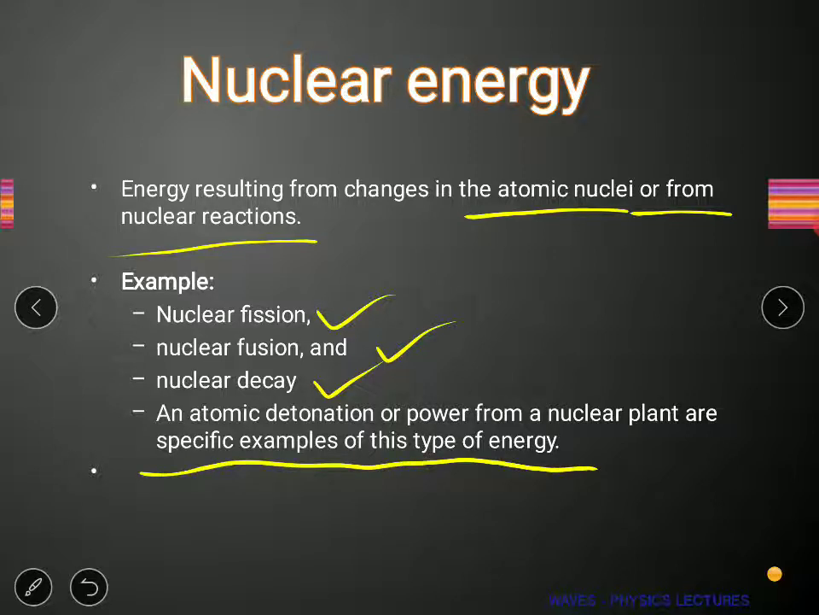In this particular unit, we are also going to look into some nuclear weapons. Atomic detonation is part of a nuclear weapon, and if we want to get power from a nuclear power plant, these are specific examples of this type of energy.